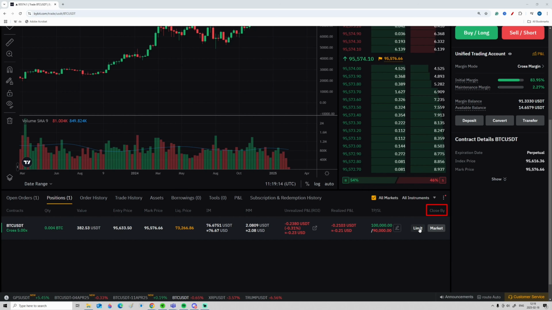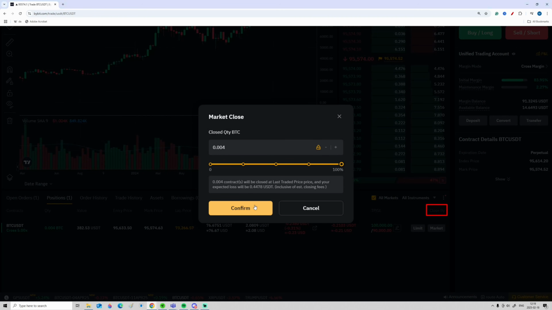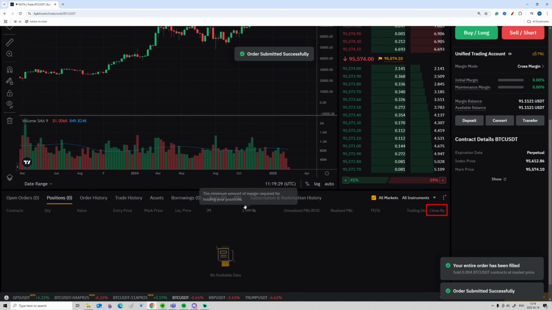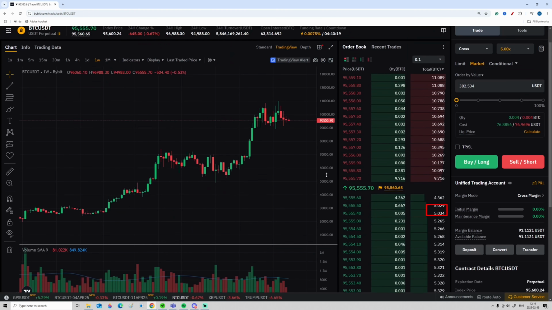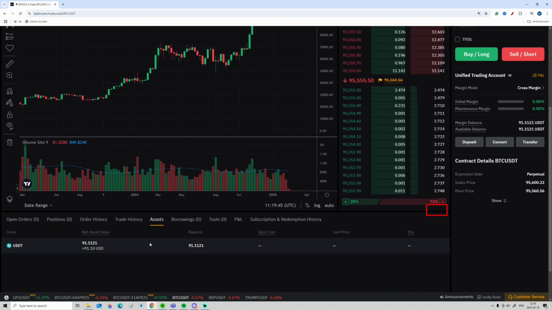You can choose a specific level. But in this case, let's just choose the market right here. Let's just close the position as it is right now. You can choose how much. Let's choose 100% and click confirm. And now we are no longer in the futures market. The position is closed. We can double check by going to assets here and see that we have the US dollar right here.